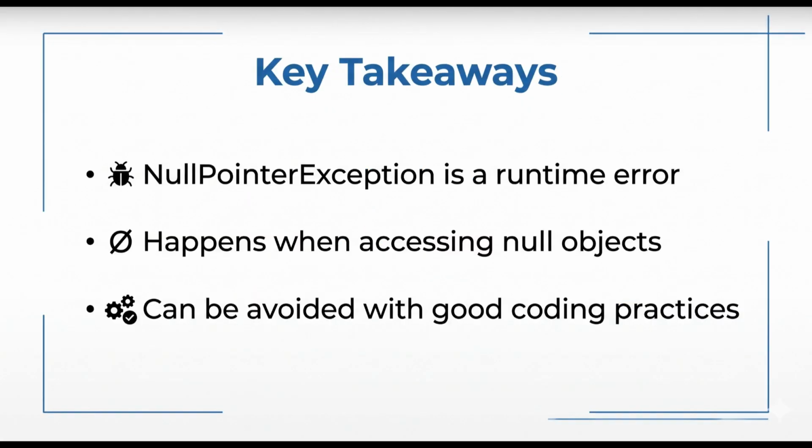Let's quickly summarize what we've learned. Null pointer exception is a runtime exception that occurs when we try to use a null reference. It commonly happens due to uninitialized objects, missing object creation, API responses, or improper data handling. By validating data and initializing objects correctly, we can avoid most of these issues.